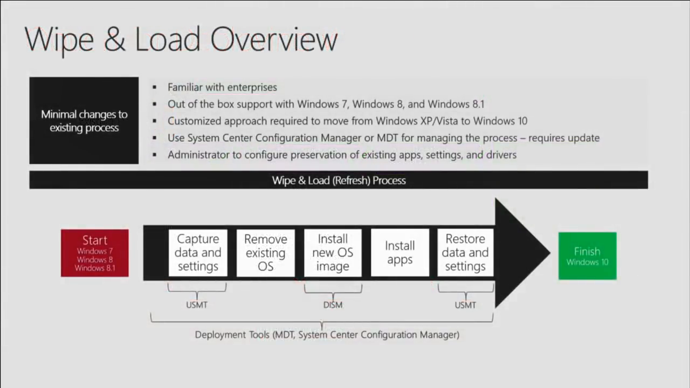Okay, so the flow works something like this. We'll use User State Migration Tool as part of a wipe and load to back up user state. I'll drill down on that in a second. You'll remove the existing operating system, put down your new corporate image, and then finally you'll install applications just before you restore the user state.